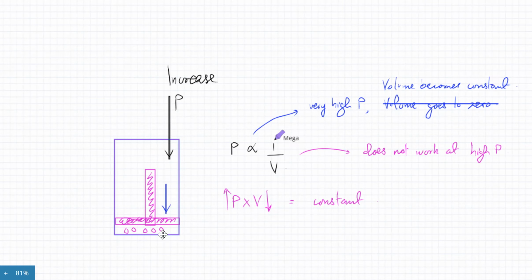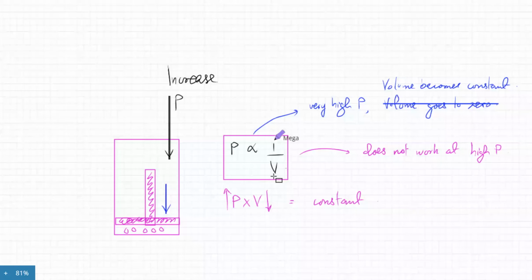So could you please explain that again? Okay, I'm going to explain that again. See, Hania, what does this equation state? You keep on increasing pressure, the volume should go to 0, right? Hania, is that clear?